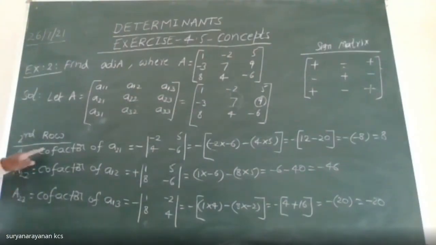Now, we have found the cofactors of the elements in the second row. Now we are going to find the cofactors of the elements in the third row.